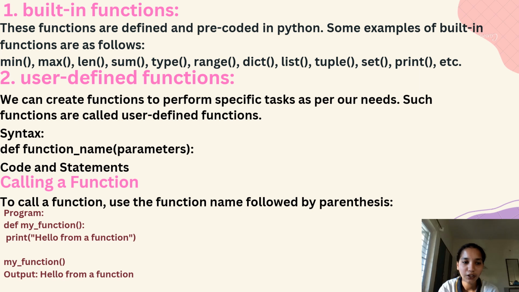Syntax: def function_name(parameters): code and statements. Calling a function: to call a function, use the function name followed by parentheses. Program: def my_function(): print("Hello from a function"). my_function(). Output: Hello from a function.